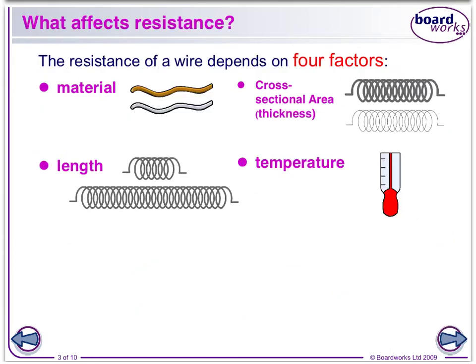There are four main factors which affect resistance. We're going to talk about, in this class, the material, or the resistivity, rho, of the material. The cross-sectional area of the wire, which is just like a thickness, the length of the wire, and finally the temperature of the wire. And these again are the four factors which affect resistance.